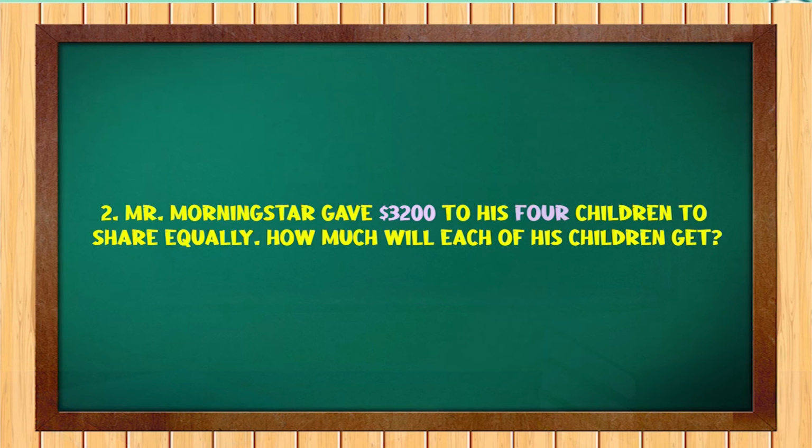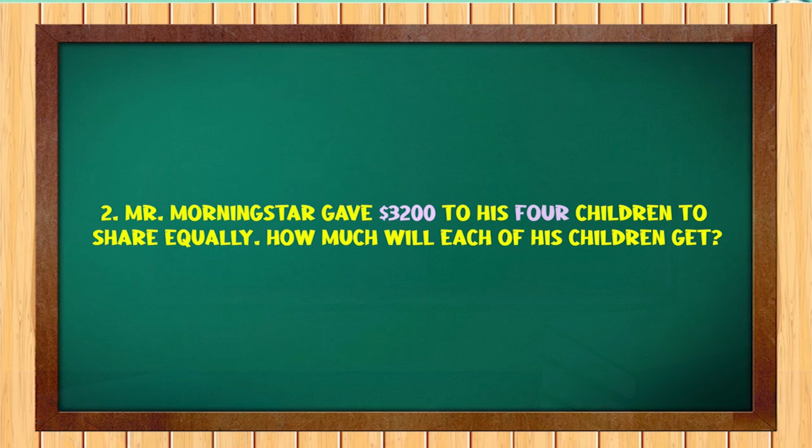Mr. Morningstar gave $3,200 to his 4 children to share equally. How much will each of his children get? Let's read it again. Mr. Morningstar gives $3,200 to his 4 children to share equally. How much will each of his children get?